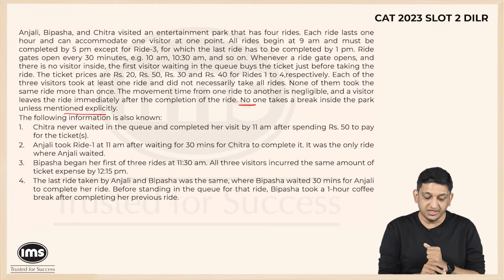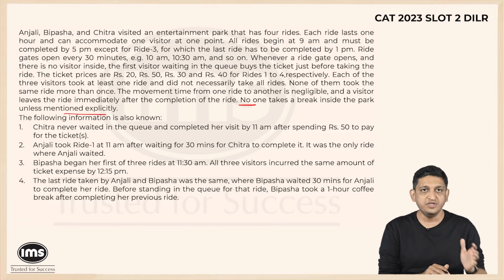We also know that Anjali took ride 1 at 11 a.m. after waiting for 30 minutes for Chitra to complete it. It was the only ride where Anjali waited. Fair enough. Bipasha began her first ride at 11:30 and so on. We know that all 3 visitors incurred the same amount of ticket expense by 12:15 p.m. So by 12:15 p.m. each of them had spent the same amount.